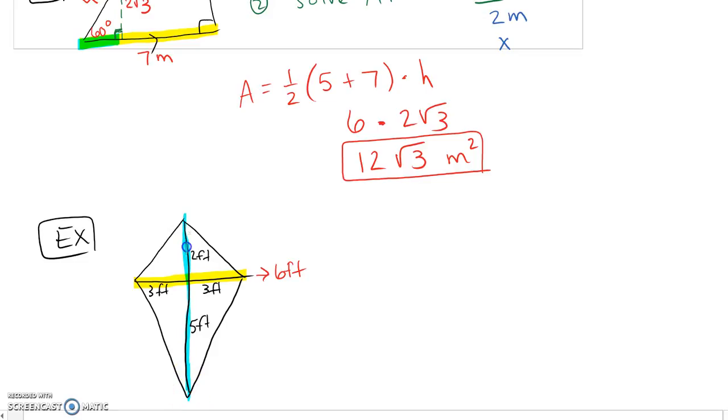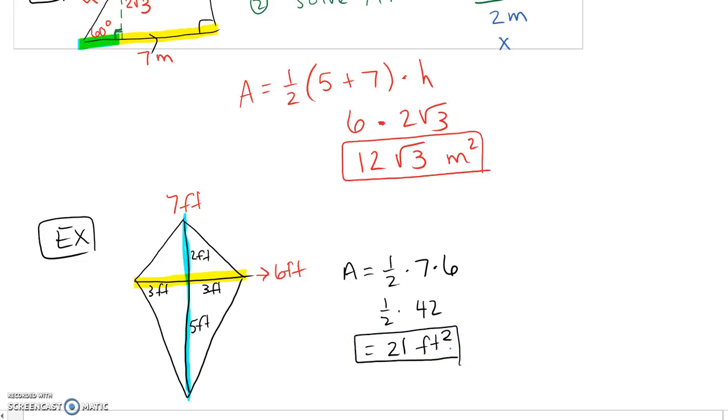Going the other direction, this diagonal is 7 feet. So my area is 1/2 7 times 6. 7 times 6 is 42, and half of that is 21. So the area is 21 square feet. You just need to find the length of those two lines.